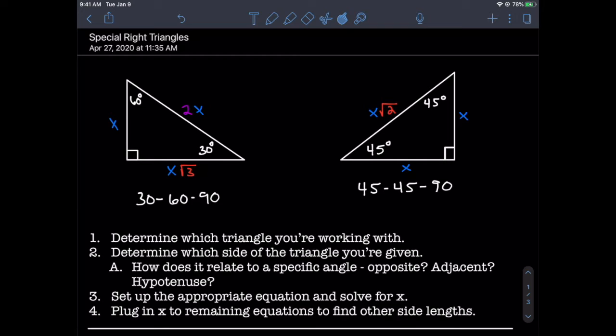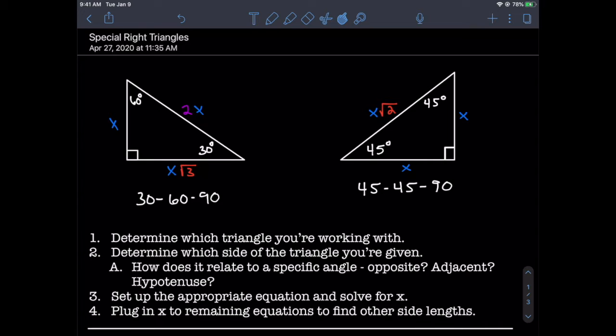Now, working with the 45-45-90 triangle is actually even easier than the 30-60-90 because it's an isosceles triangle. How do I know? Because the two legs have the same length right there. They're both x. If I wanted to find the length of the hypotenuse and I had one of the legs, all I have to do is take that length and multiply it times the square root of 2.